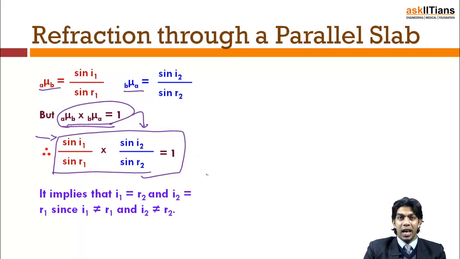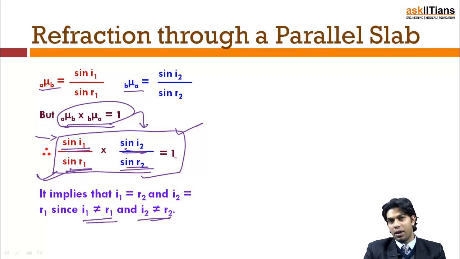So it implies that I1 equals R2 and I2 equals R1, since we definitely know these are not the case. So in order to make this valid, I need to make sure that these two are equal and these two are equal, because I definitely know that I1 is not equal to R1. In that case, it's like I have no medium at all when I1 equals R1, or the other way around, I2 equals R2. I cannot have these two conditions, that's for sure.